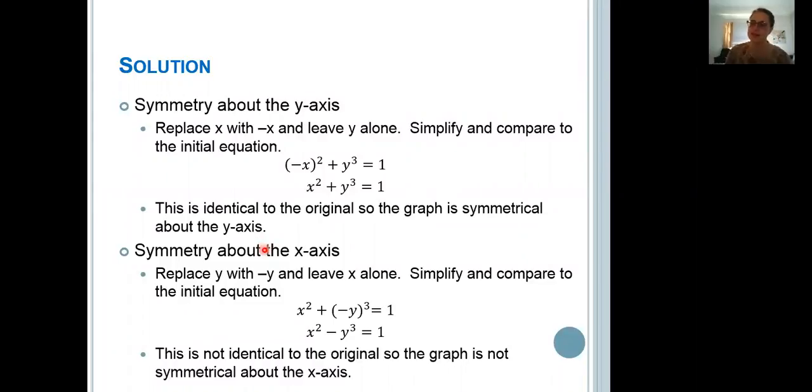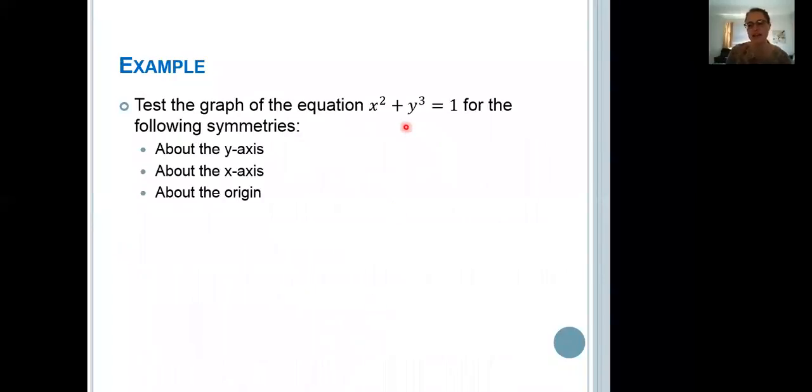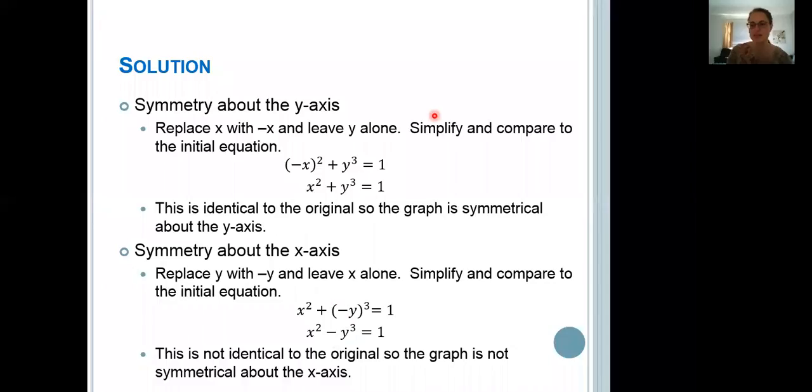Is it symmetrical about the x-axis? Well, the graph tells us the answer, but let's check it algebraically. Let's replace my y with negative y. Do nothing to the x. And simplify. So x squared plus negative y to the third power is going to give me x squared minus y to the third equals 1. This is not the same thing as what we started with. What we started with is x squared plus y to the third equals 1. So no, this graph is absolutely not symmetrical about the x-axis. Again, we already knew that, so it's good that our algebra matches with what our eyes tell us.